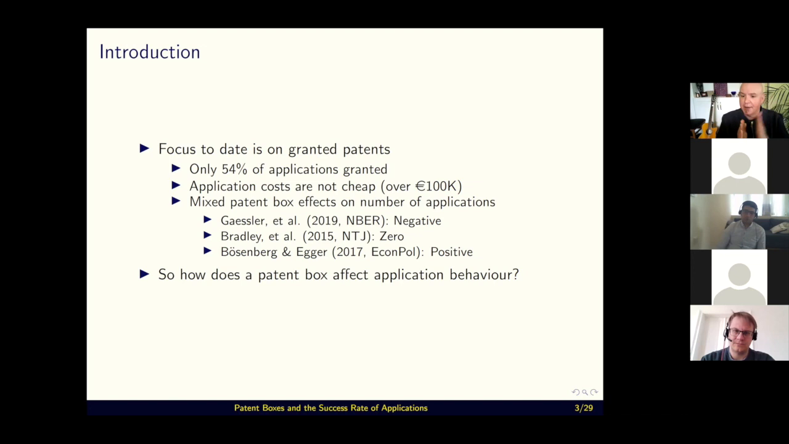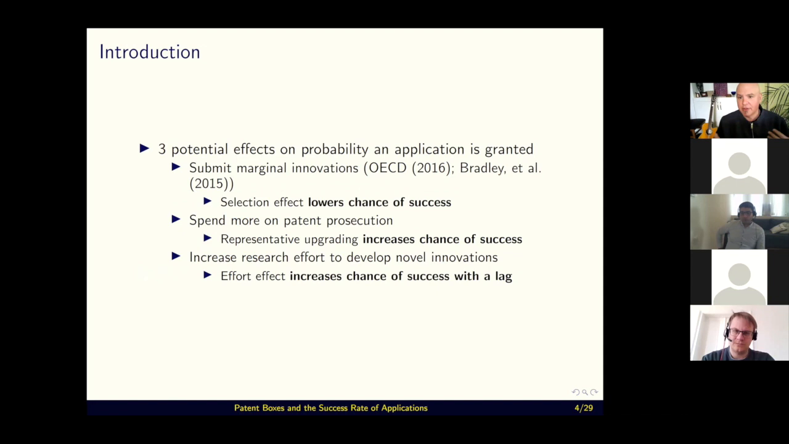And in particular, if you start thinking back to the story I told at the beginning, whether you choose to apply, how much effort you put into the application, and how much effort you put into the underlying research, all of those can affect whether a given application is granted, and therefore the success rate of applications. So we're going to look at three different potential effects on that probability a given application is granted.